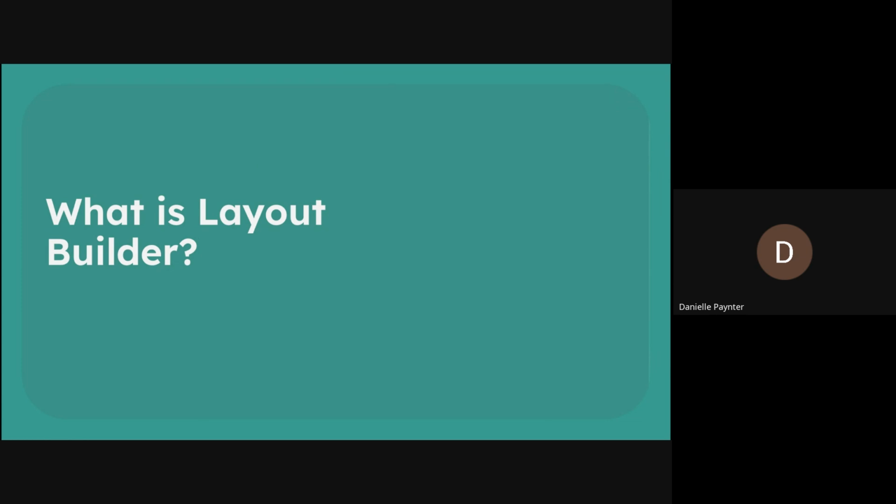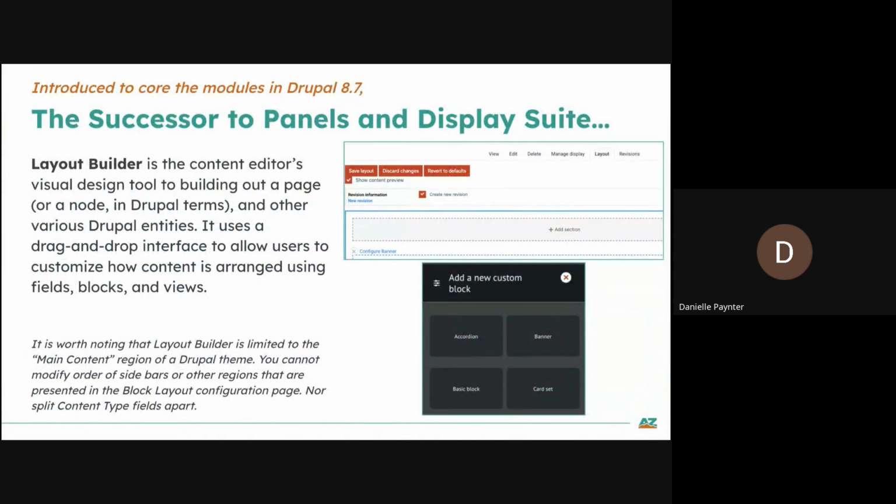With that brief introduction, we're going to go into Layout Builder. This is probably the most functional thing you're going to use in all of your Drupal site, the agency platform site. Very useful tool. We love it. A little bit buggy, but it's getting better with every version. This was introduced more prominently in 8.7. People were using it in 9 because a lot of people just skipped 8 entirely. It is the content editor's visual design tool for building out a page.